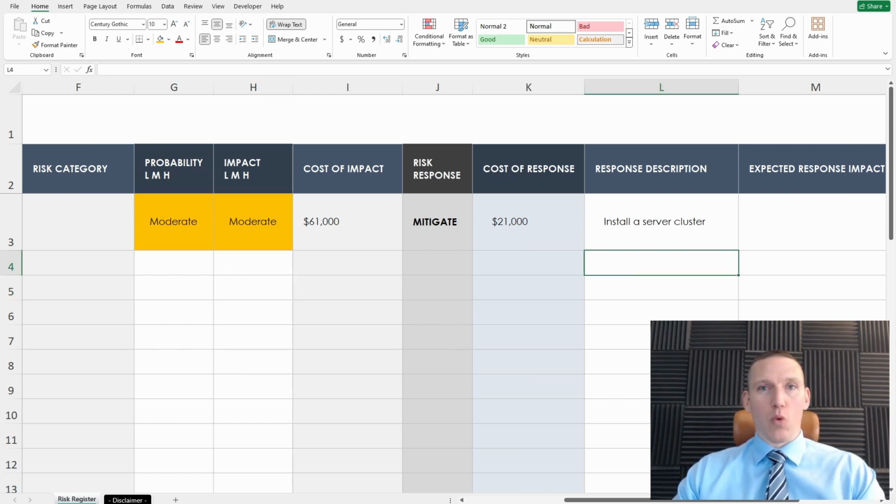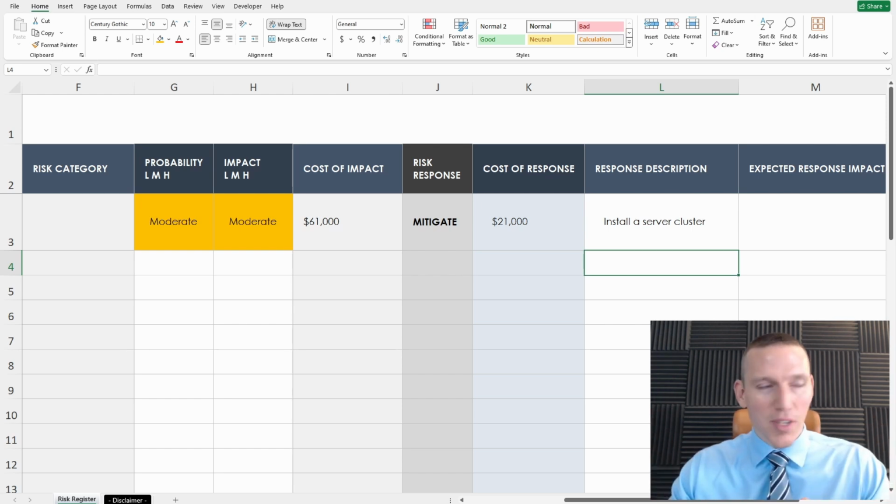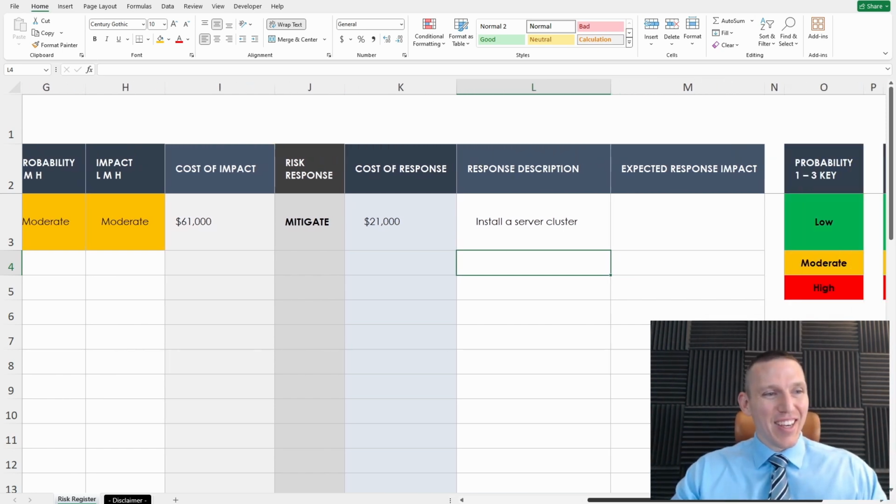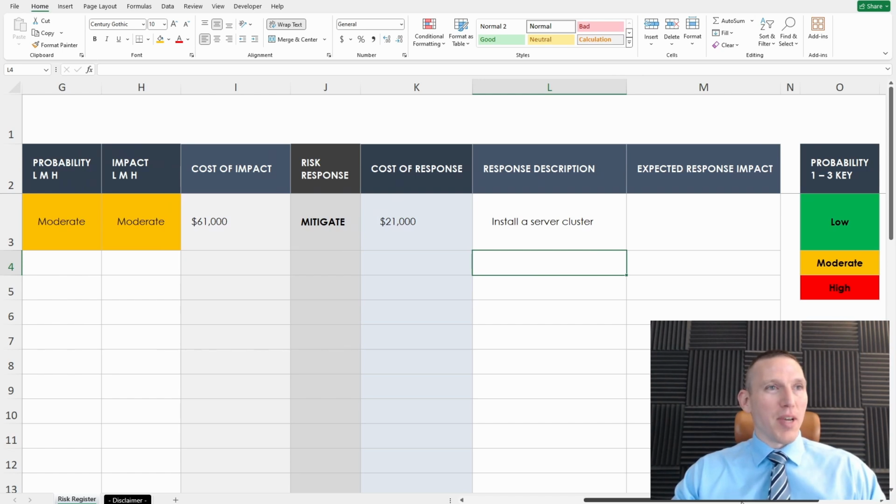You don't want to be spending more on your response than what it costs to have that loss. You don't want to put a $100 lock or a $300 lock on a $100 bicycle. It used to be like a $100 lock on a $50 bicycle, but now we have rampant inflation, so we've got to up those numbers. And even $100 is pretty cheap for a bicycle.